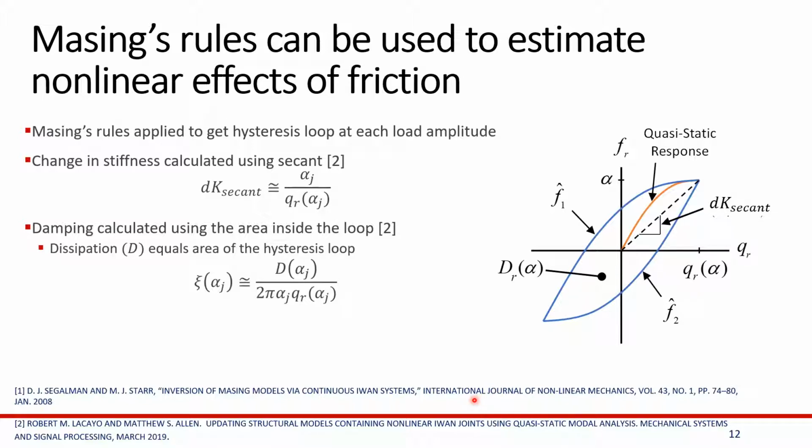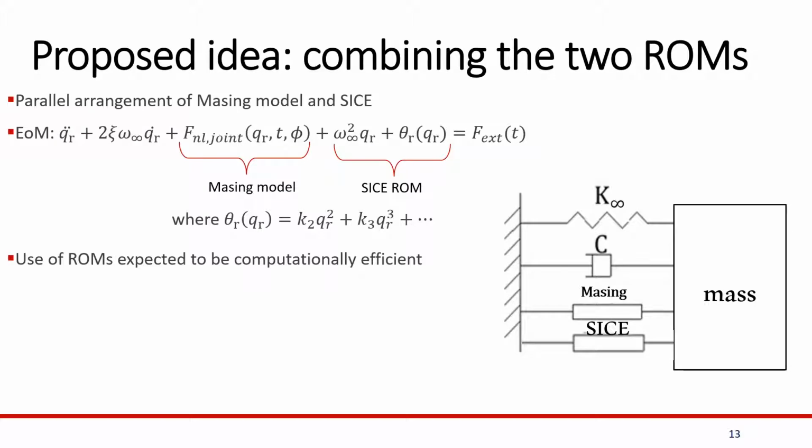Once we get the loop, Lacayo et al. also showed that the change in stiffness can be calculated as the secant of the curve, given by this equation, and for damping, the dissipation can be calculated as the area inside the loop, and the damping ratio is calculated by assuming an equivalent viscous damper. Assuming the two nonlinearities can be isolated, we can represent the total nonlinearity as a parallel arrangement of the Masing model and the SICE ROM, given by the equation of motion shown here.